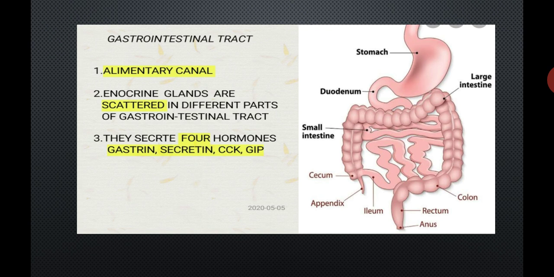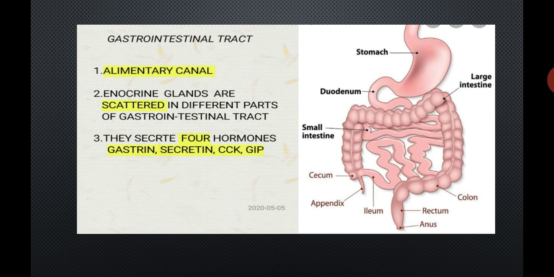Into the gastrointestinal tract or the alimentary canal, endocrine glands are present, but these endocrine glands are present in a scattered form. And these endocrine glands secrete four hormones, and the names of those hormones are gastrin, secretin, CCK and GIP. I repeat, gastrointestinal tract is also called alimentary canal.